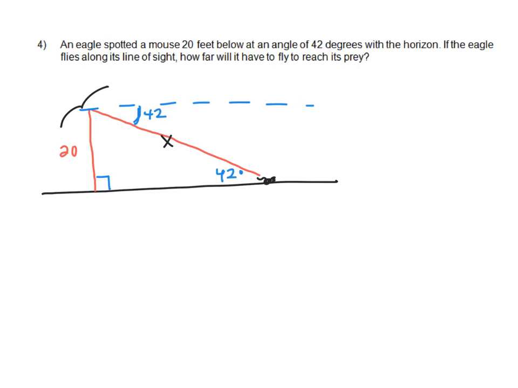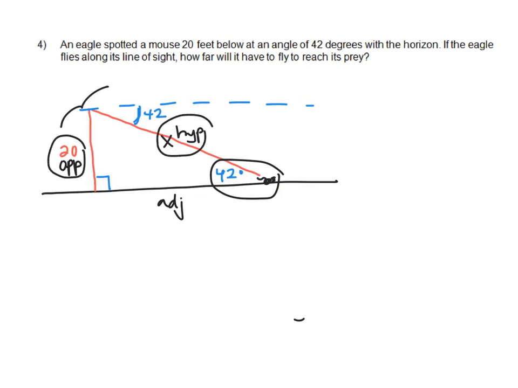So looking at our triangle, here's our 42 degree angle. We're going to label our three sides. The opposite side is 20. The hypotenuse is x, and the other side is the adjacent side, which we will not be using. So we're going to use the opposite side and the hypotenuse. So is it SOH, CAH, or TOA that uses the opposite and the hypotenuse?